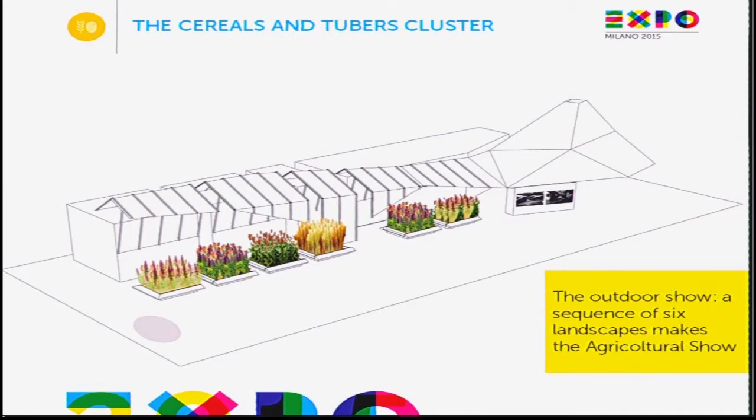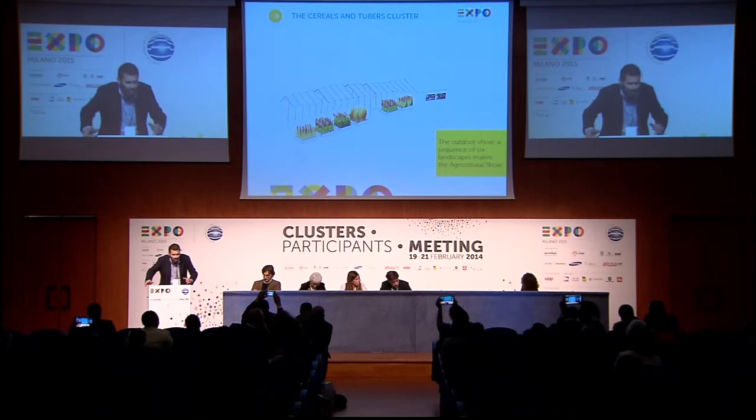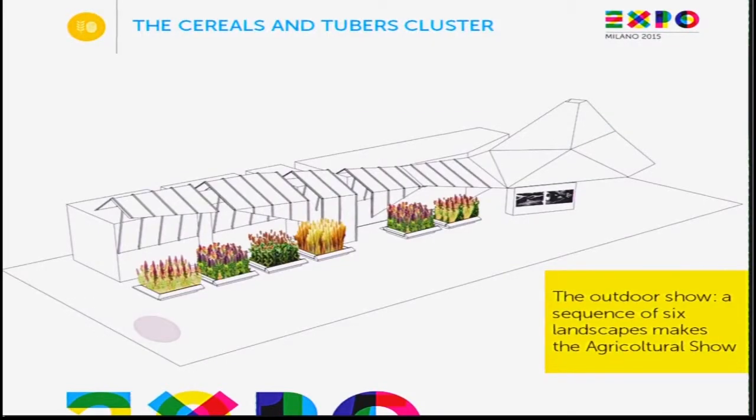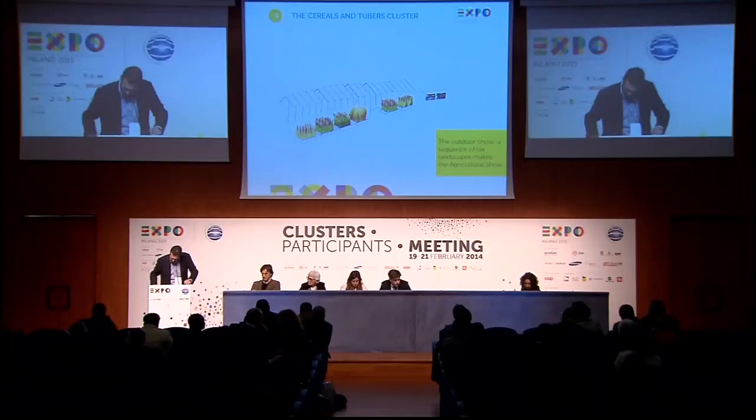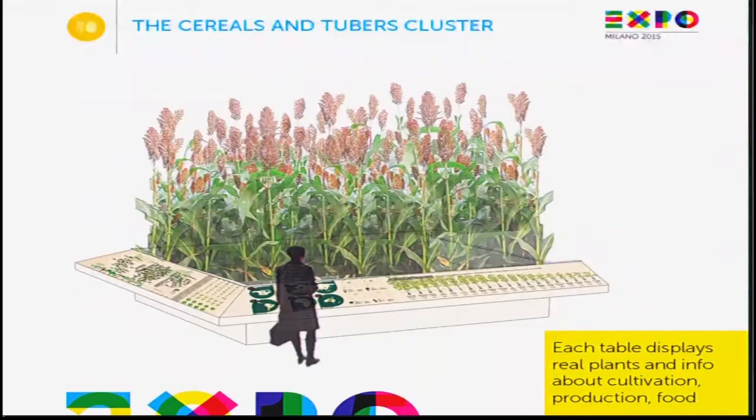Then, entering the cluster, the visitors will meet a series of 6 tables. We call it the agricultural show. We will have real plants of cereals and tubers put in the middle of the central path, and we also have a series of very basic information. It is not a museum, it is a quick exhibit. The people passing from one pavilion to the other get a strong impression, again very tactile, very sensorial, of the real plants, and receive some immediate information.